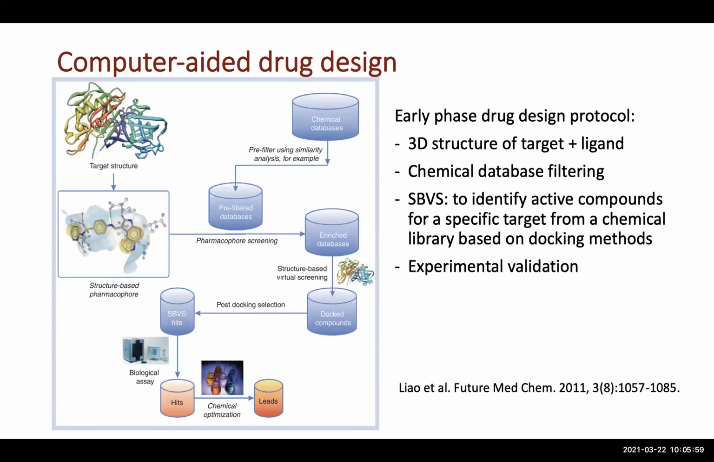A little bit of background. In computational drug design, in the early phase, there are a few steps that we have to go through. First, we want to have a target three-dimensional structure of our target protein, preferably in its holo conformation bound to a ligand. And then we can go through chemical database filtering.